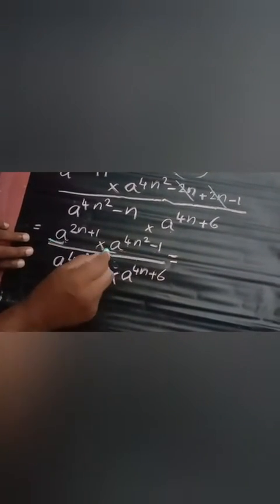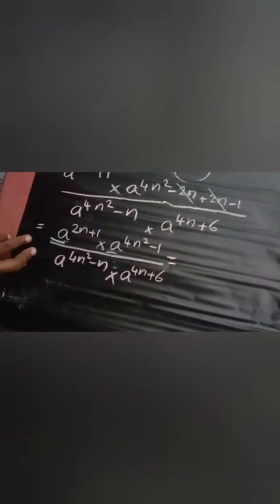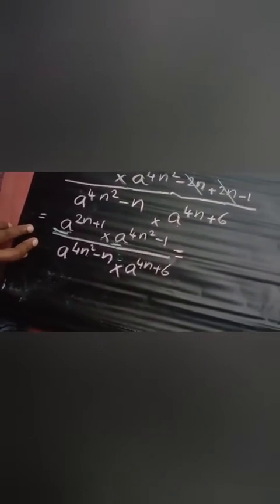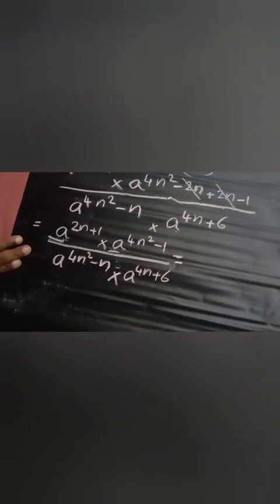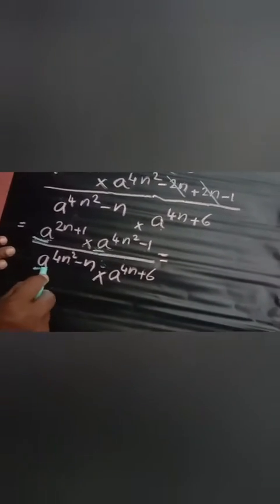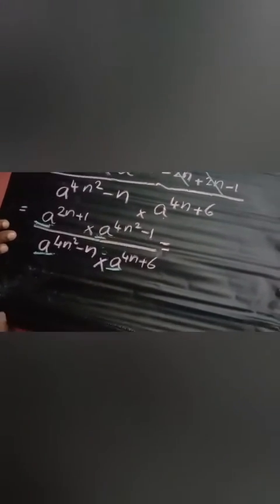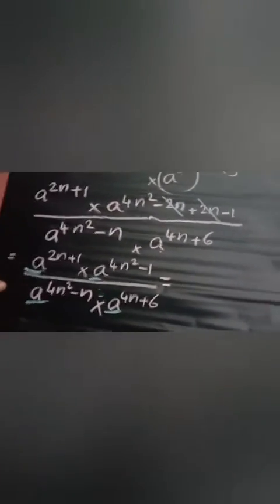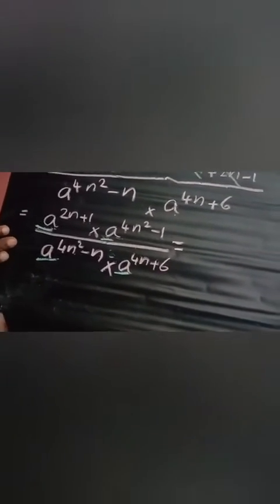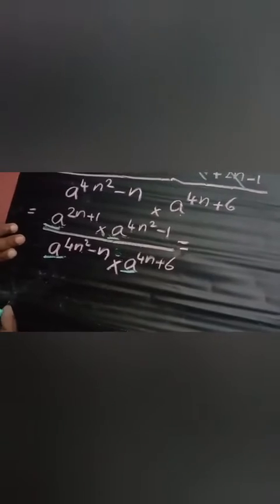base A. So same base with a different power. What to do? We can add the powers, and the denominator also has the same base with a different power. So if the bases are the same and different powers are there, then we can add the powers. Base is the same, you know.